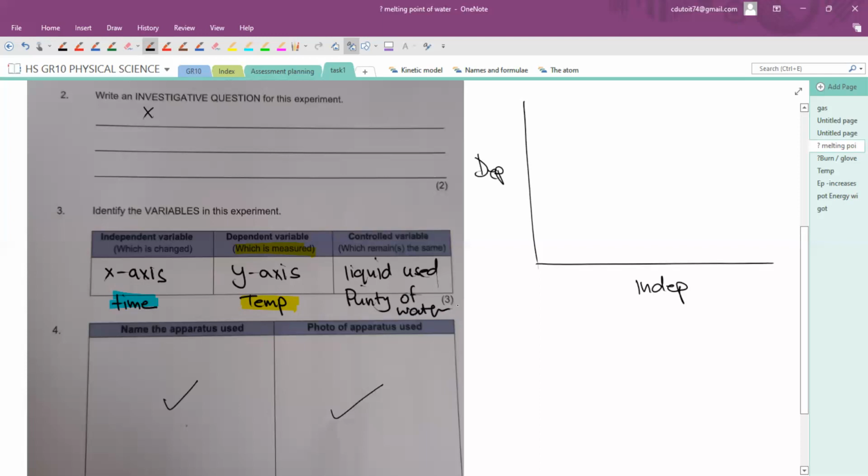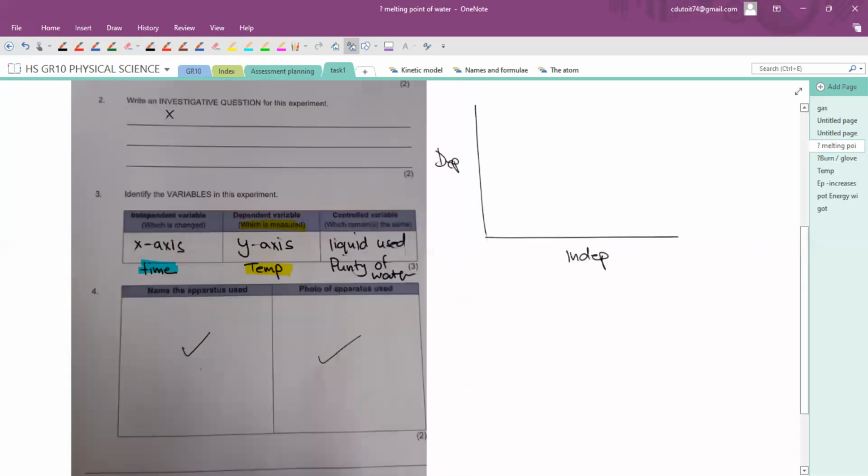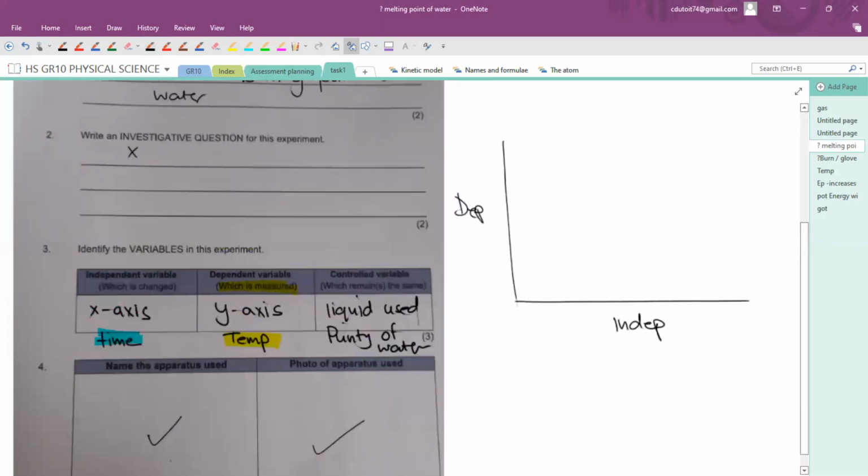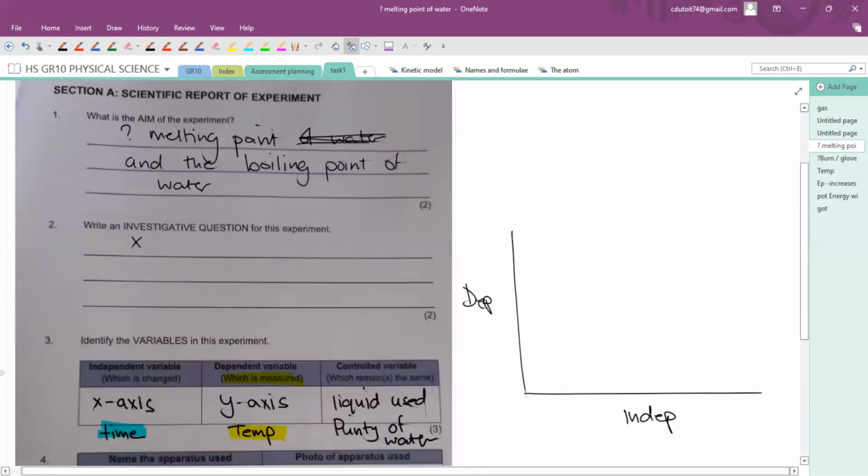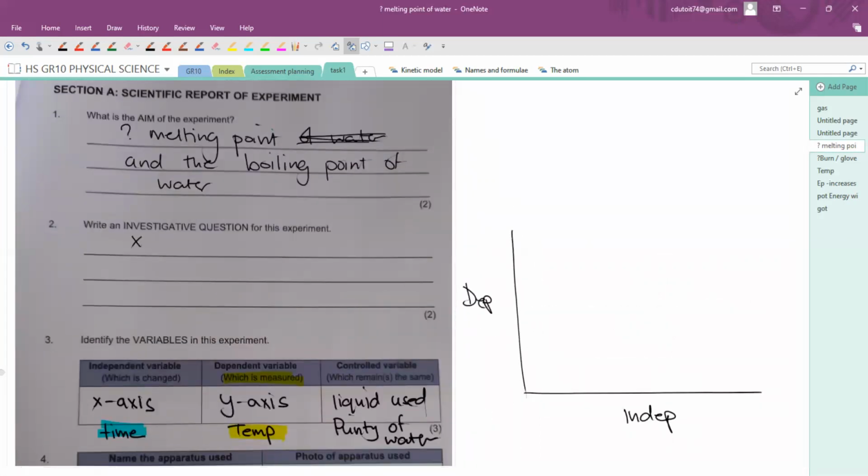That doesn't change. The minute you put something else in the beaker, all your readings are going to be changed. So we make sure that we're using water, the liquid used, or the substance used, the purity of it. But I might be wrong on this. The first two are correct, but the controlled variables are kind of interesting. Okay, quickly scan through that and ask me more questions.